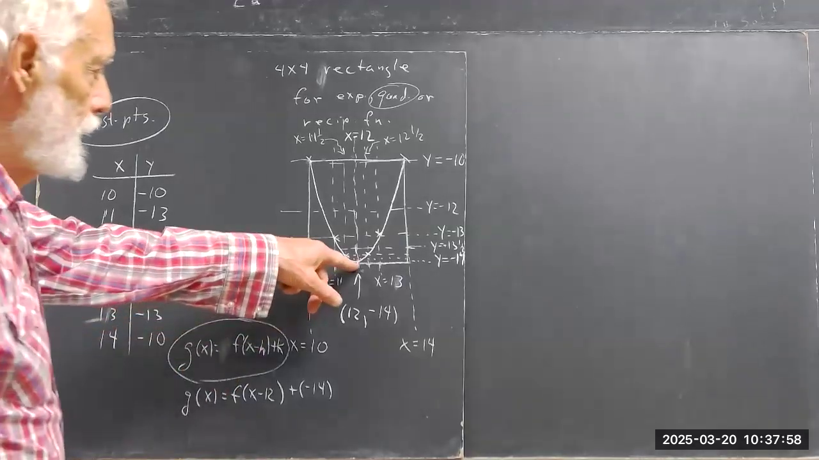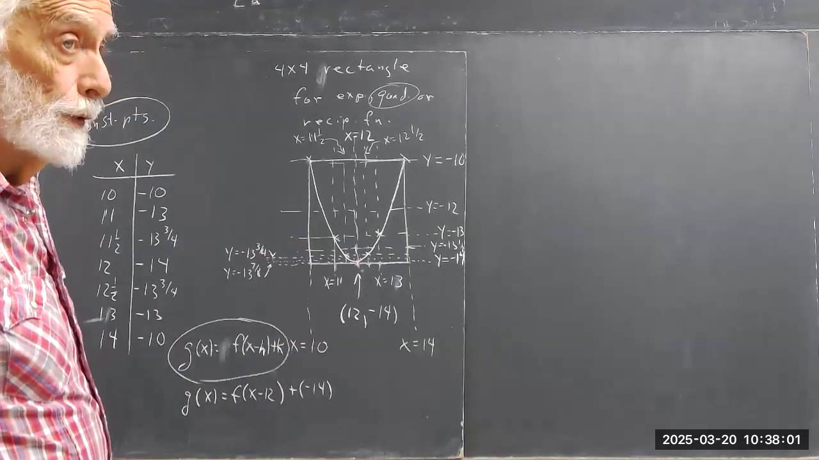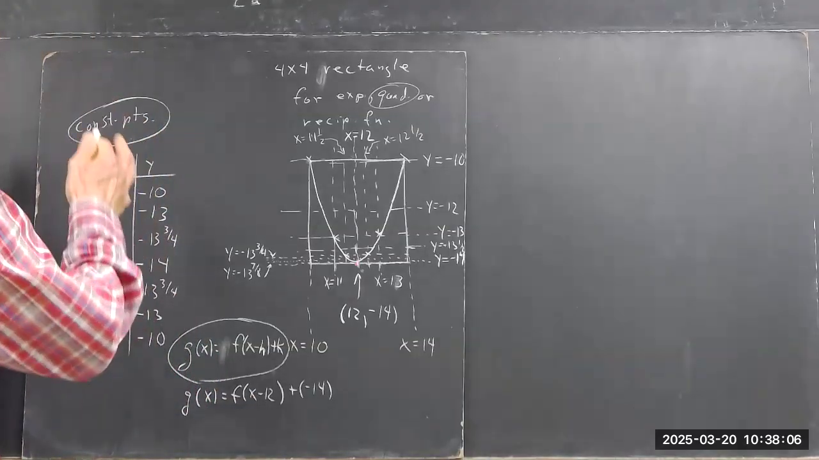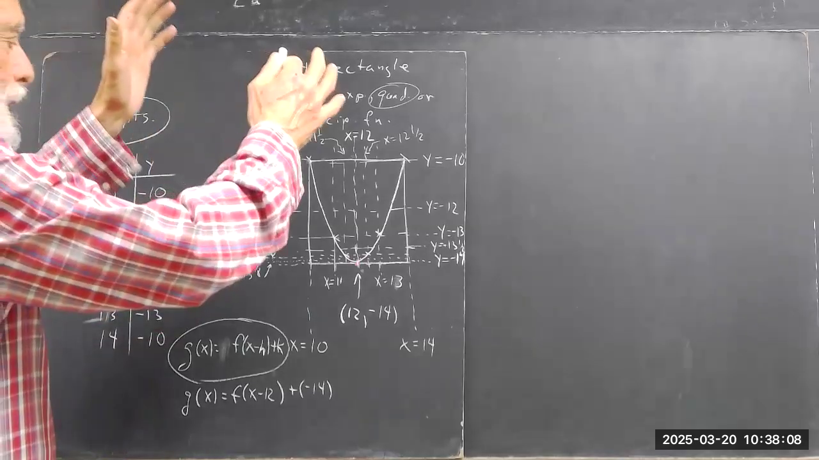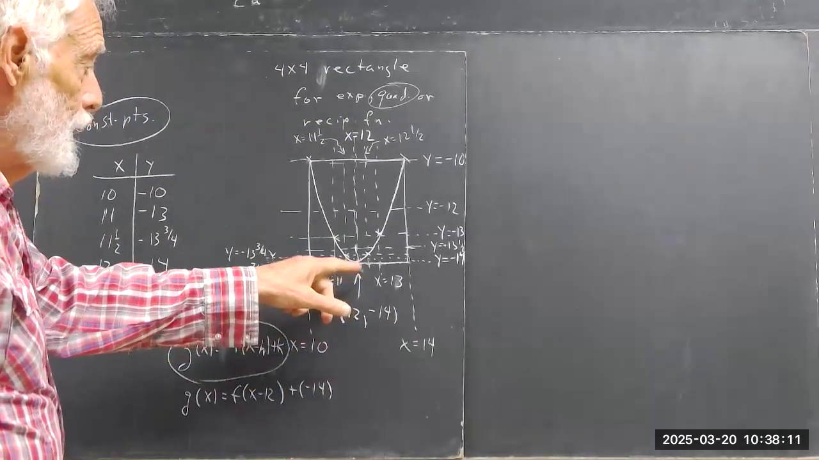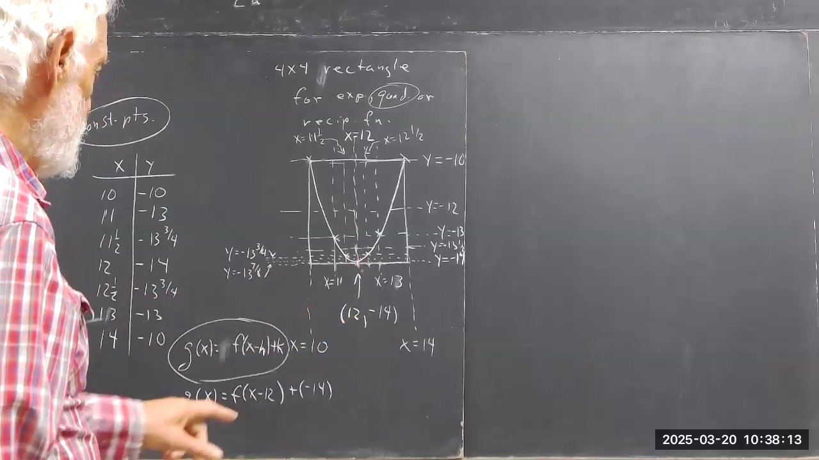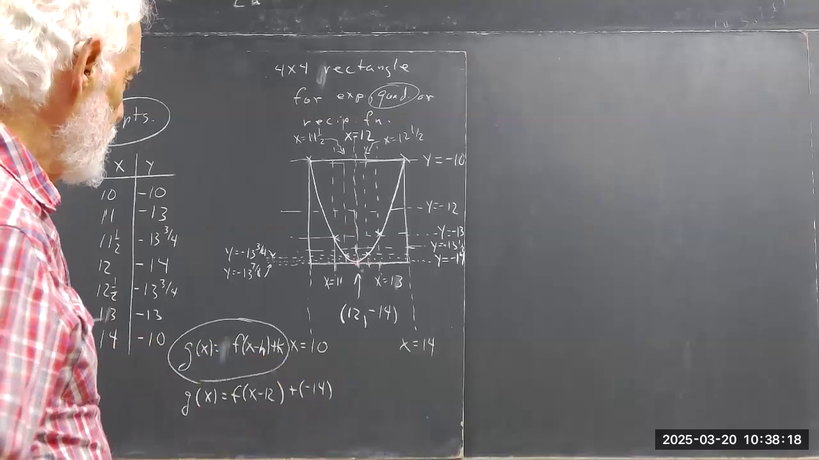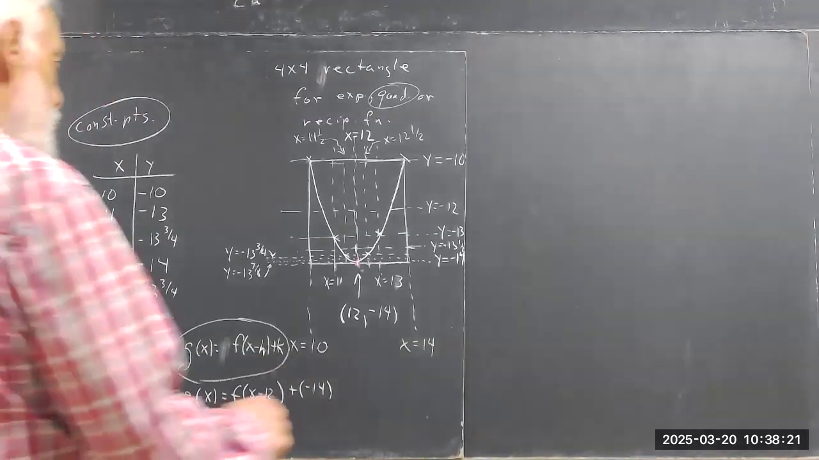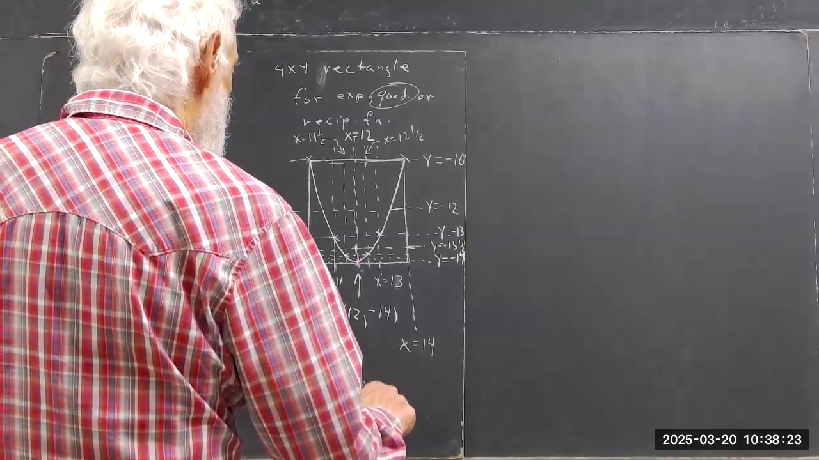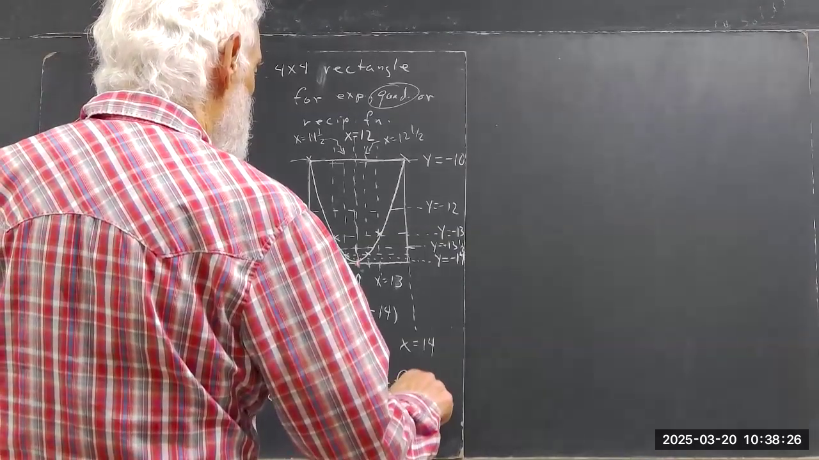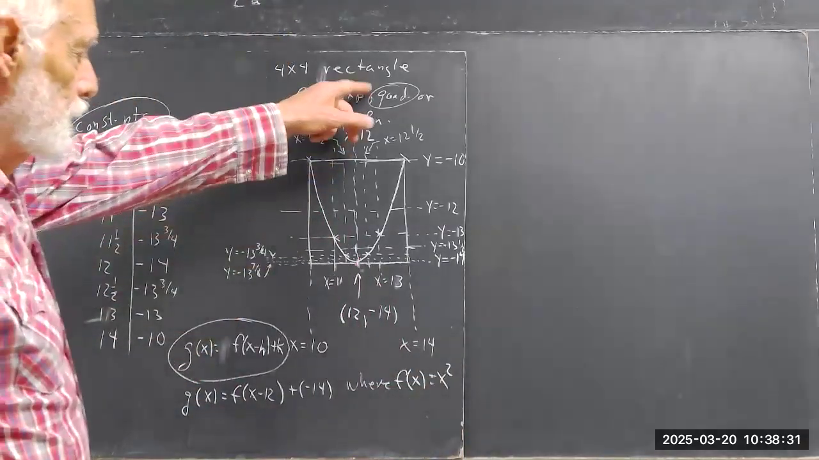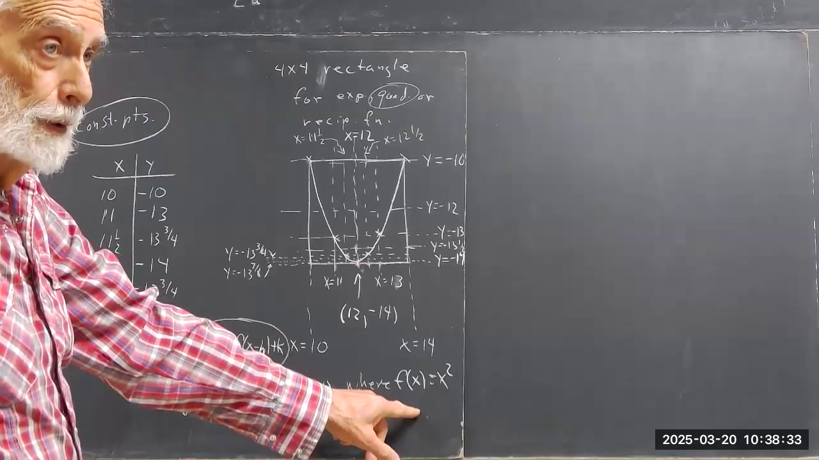Well, h, k points to the red dot. You think we have the toolkit function over here somewhere, we've shifted it so that the origin goes to the point 12, negative 14. That means x gets replaced by x minus 12, and we add a negative 14. F of x, of course, is x squared. I expect you to know if it's a quadratic function, the toolkit function is x squared.